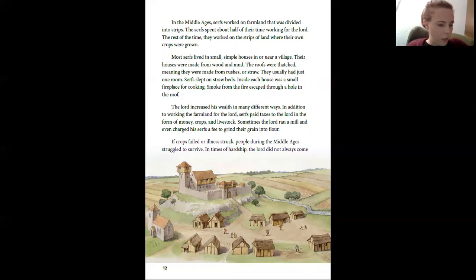So I remember we were going to take some notes as we read today. I want you to pause the video right now. We just talked about the homes of the serfs. So you can fill that in a little bit right here with some details, maybe about how they're made from wood and mud. They slept on straw beds, some of those details. So go ahead and pause the video and we will come back in just a second.